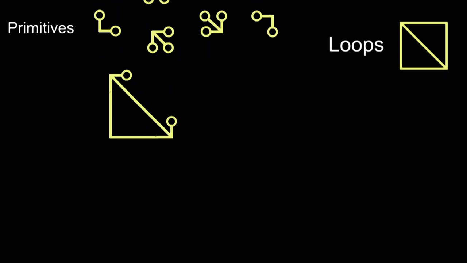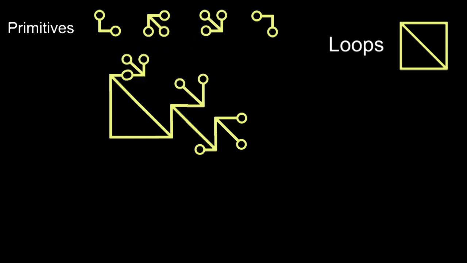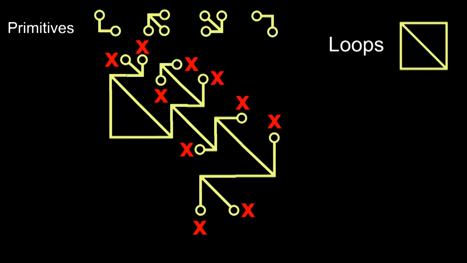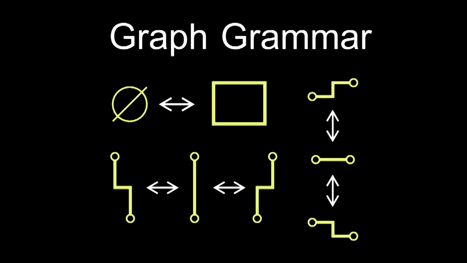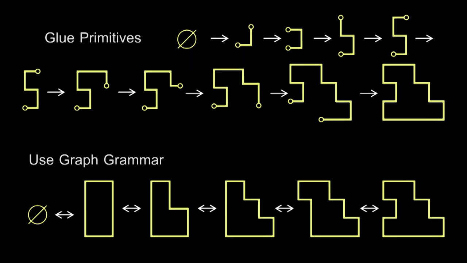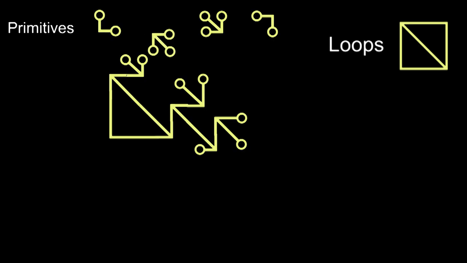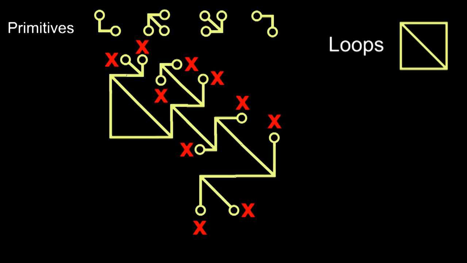For example, let's begin with this input shape and try to construct graphs by gluing primitives together. But it soon becomes very difficult to know how to complete the graph. Or here's another example where it becomes impossible to complete the graph. A better way to construct graphs is to use a graph grammar. A graph grammar can produce the same graphs, but it's much more efficient. And we don't run into this problem where we don't know how to finish the graph.